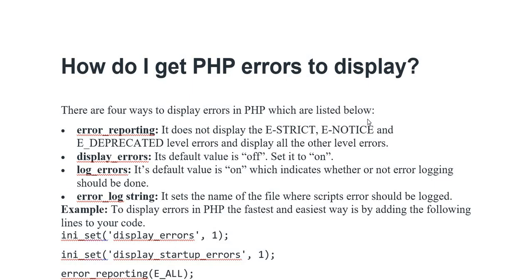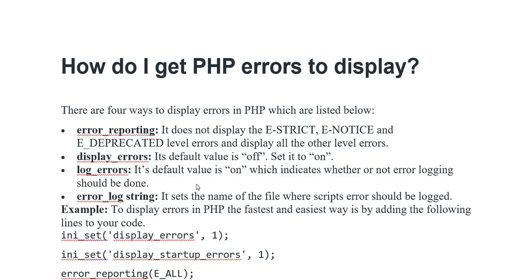Error reporting. It does not display the error string, error notice and error deprecated level errors and displays all the other level errors. Display errors. Its default value is off. Set it to on. Log errors. Its default value is on, which indicates whether or not error logging should be done. Error log string, it sets the name of the file in which script errors should be logged.